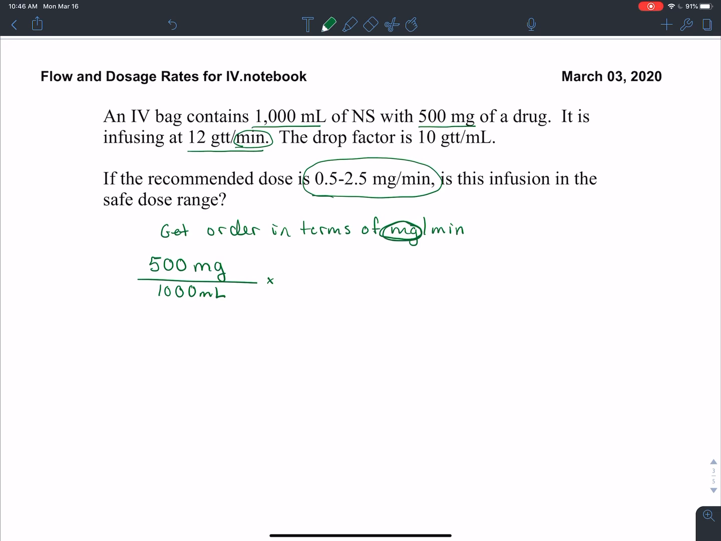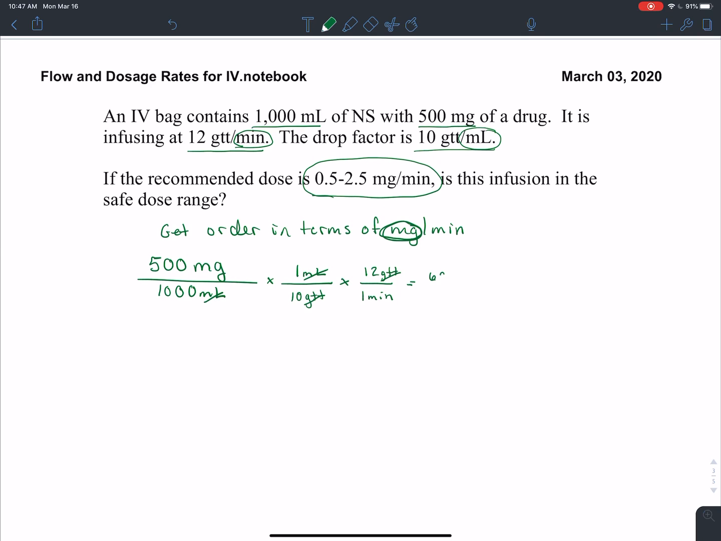And the drop factor is 10 drops per milliliter. So I'm going to use this 10 drops per milliliter to cancel out milliliters. I'll put 1 milliliter in my numerator so the milliliters cancel out, and 10 drops in the denominator. Then I'll use this 12 drops per minute to get to time. 12 drops goes in the numerator, so the drops will cancel out, with 1 minute down in the denominator. I wanted milligrams per minute.